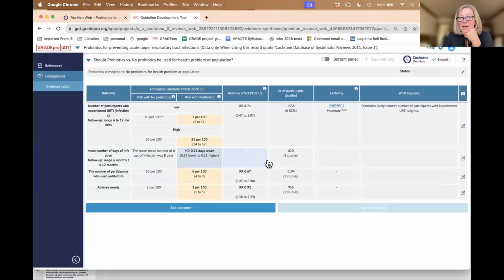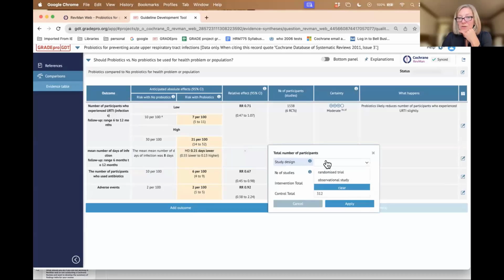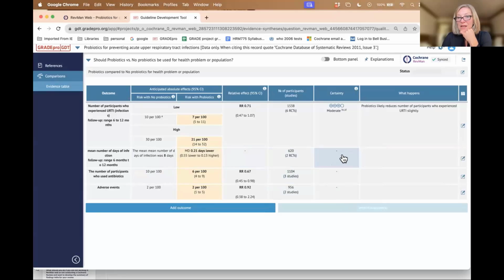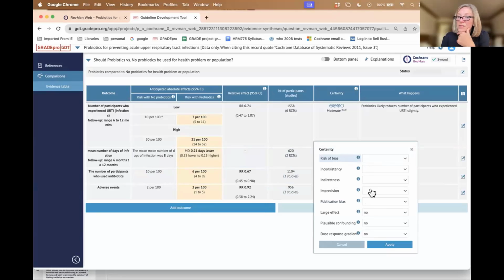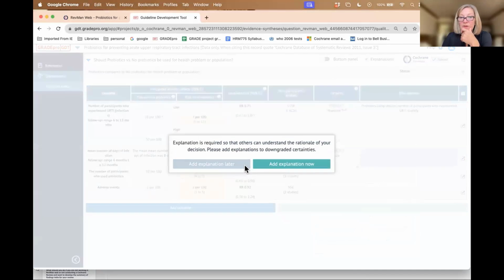I again need to enter the type of study design and apply that. And again, I would go through my risk of bias assessment. I'm not going to do that, but I will, just for the heck of it, show you what happens when I do. I'm going to end up with low certainty evidence because I rated down twice for imprecision. This is just an example to show you.